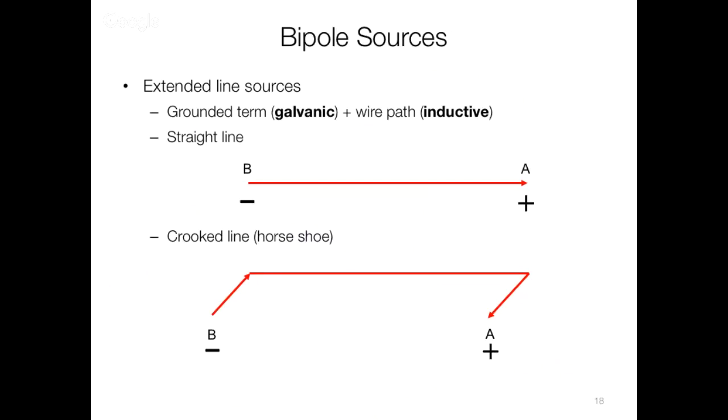Okay, so here is where it starts to get pretty interesting. Now we're going to take a current and have an A electrode and a B electrode, and we can connect that current either through a horseshoe or just a straight wire, doesn't matter.